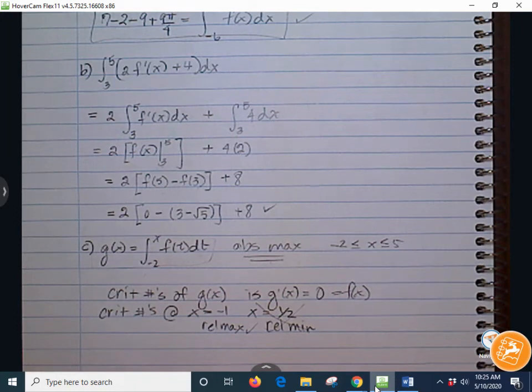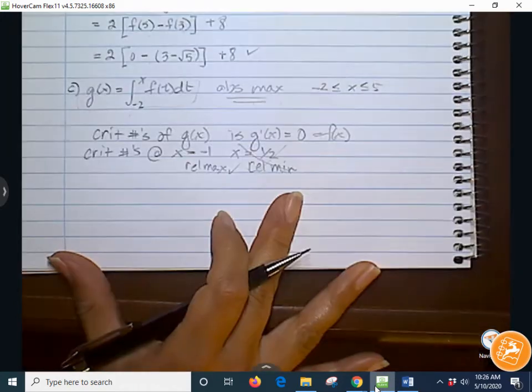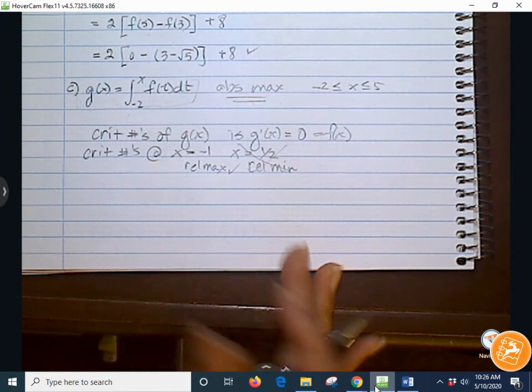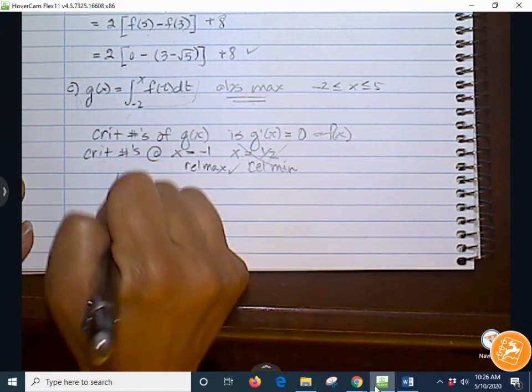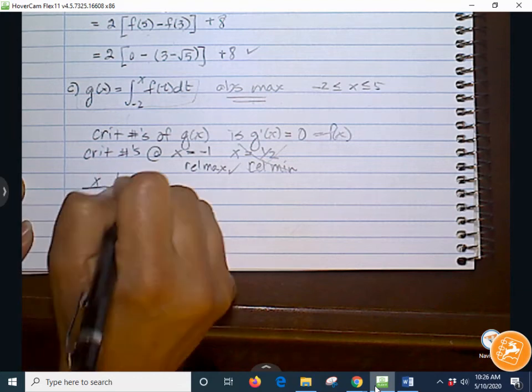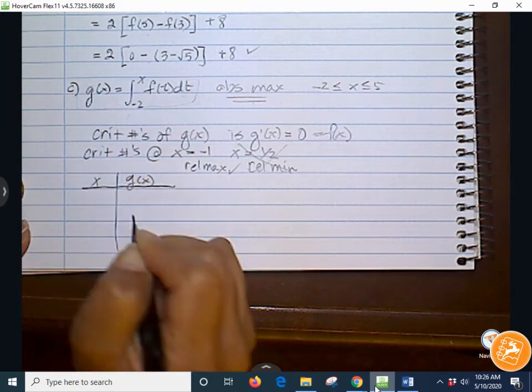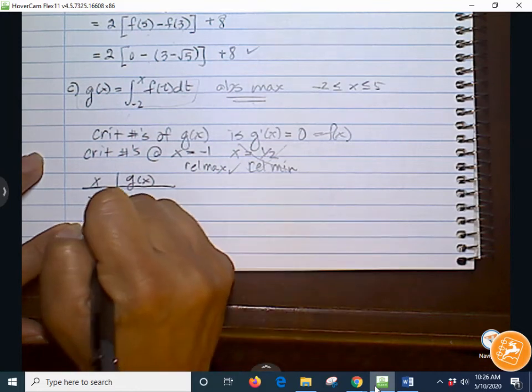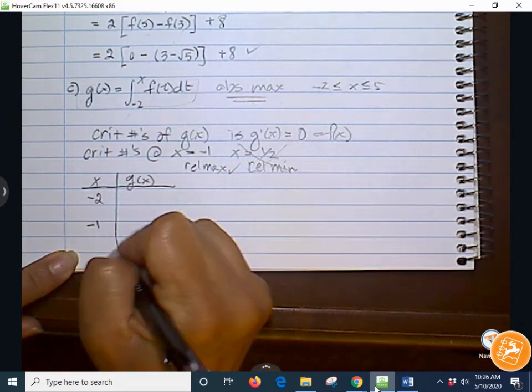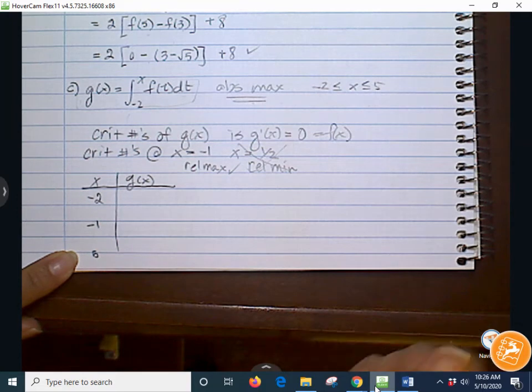So now I found my critical numbers. Now what we want to do is compare the values at the critical numbers and the endpoints. So I'm going to do this, x and my g of x. And what are my endpoints? -2, and I have a critical number of -1, and I have an endpoint of 5.